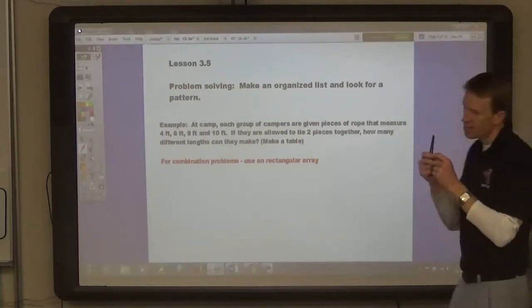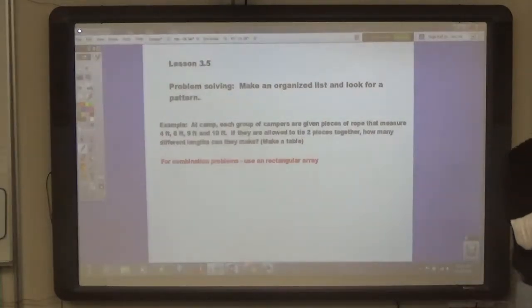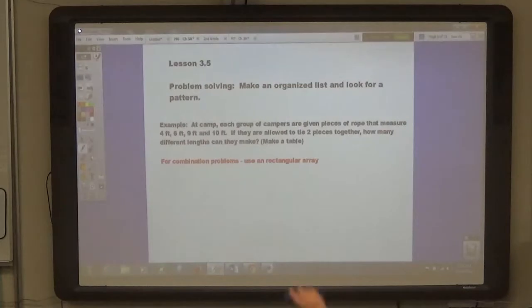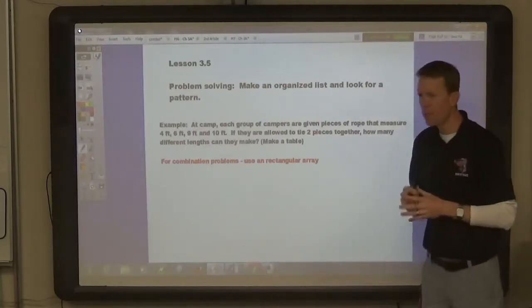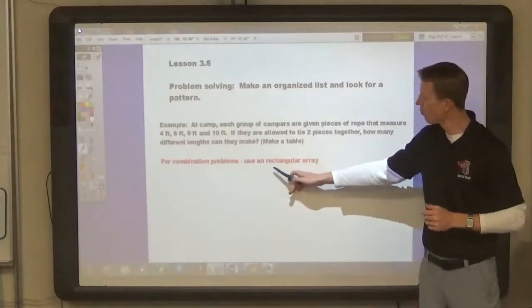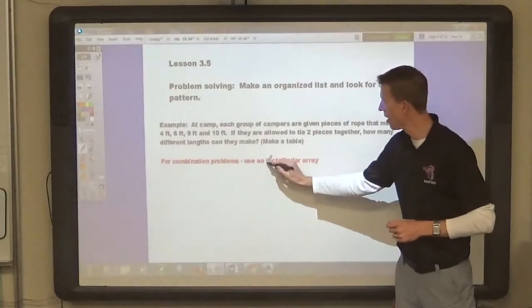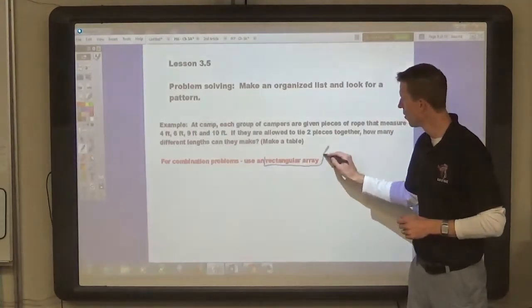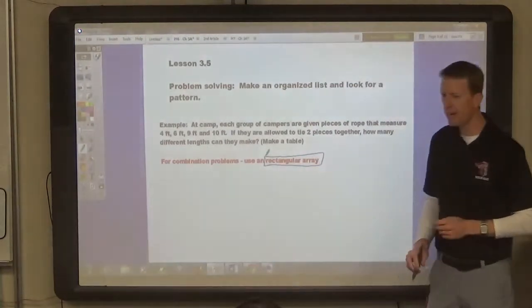We're going to tie the ends together, or connect them at the ends. So we're going to discount the fact that you might use some of the rope to tie the knot. Let's just put the ends together so that we can figure out how many different lengths of rope we can make. And it says to use a rectangular array. So I want you to highlight that word, a rectangular array.